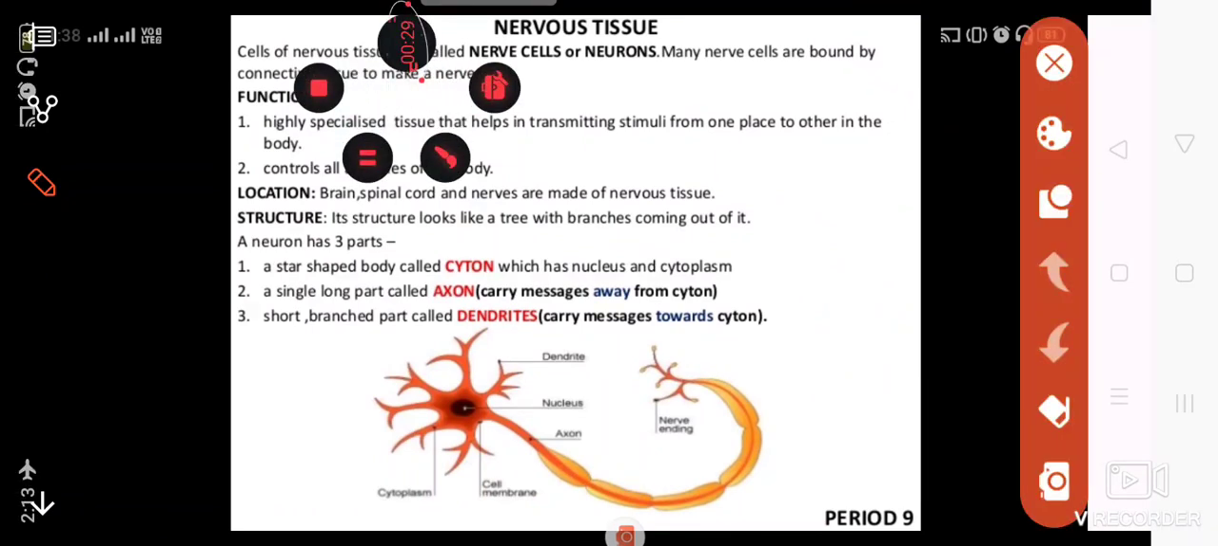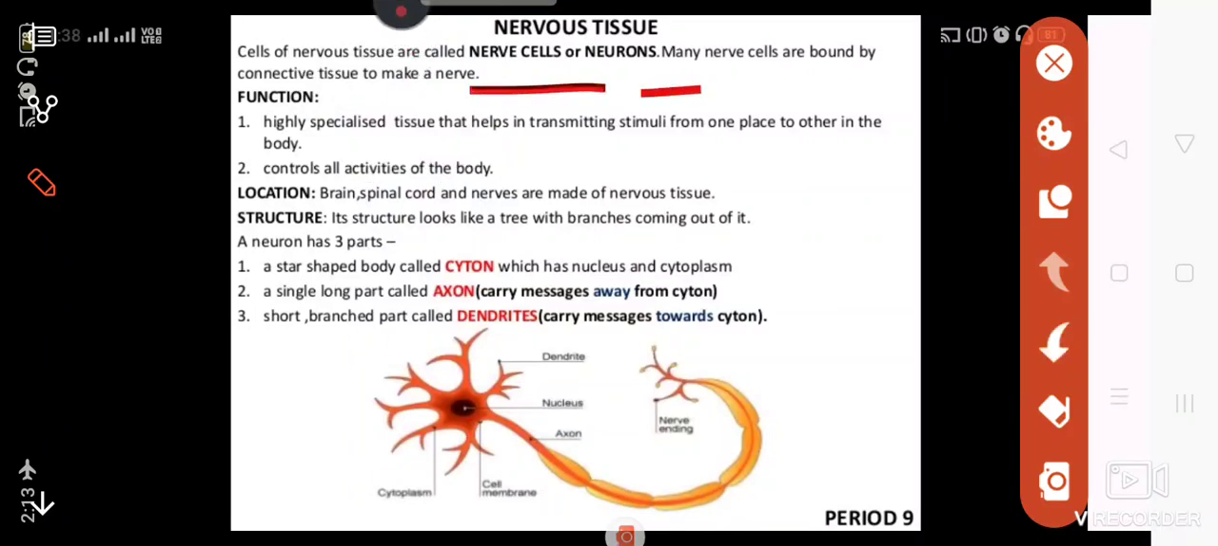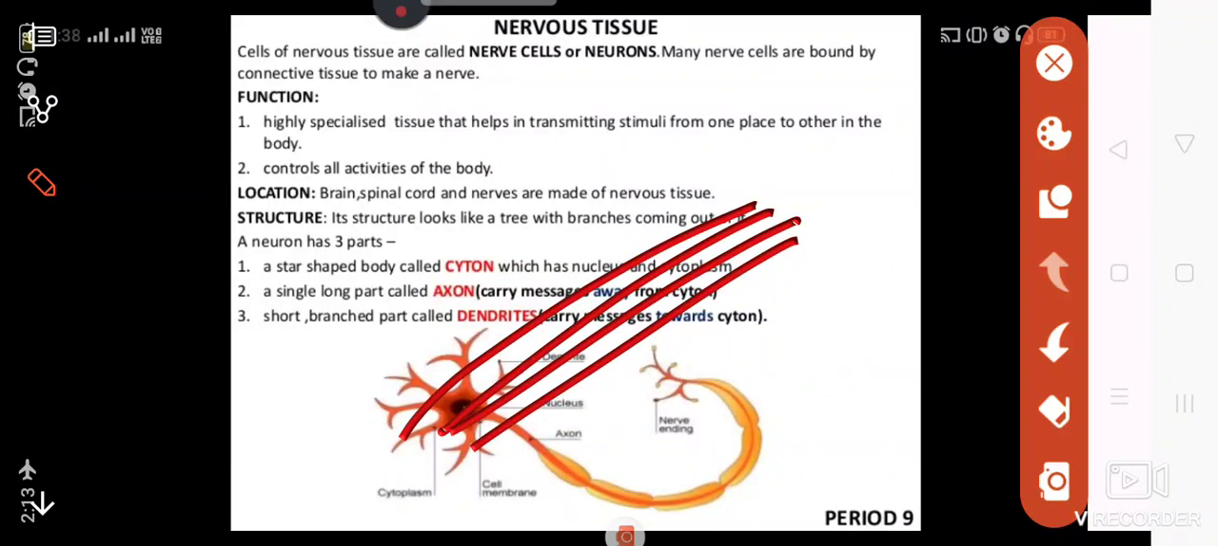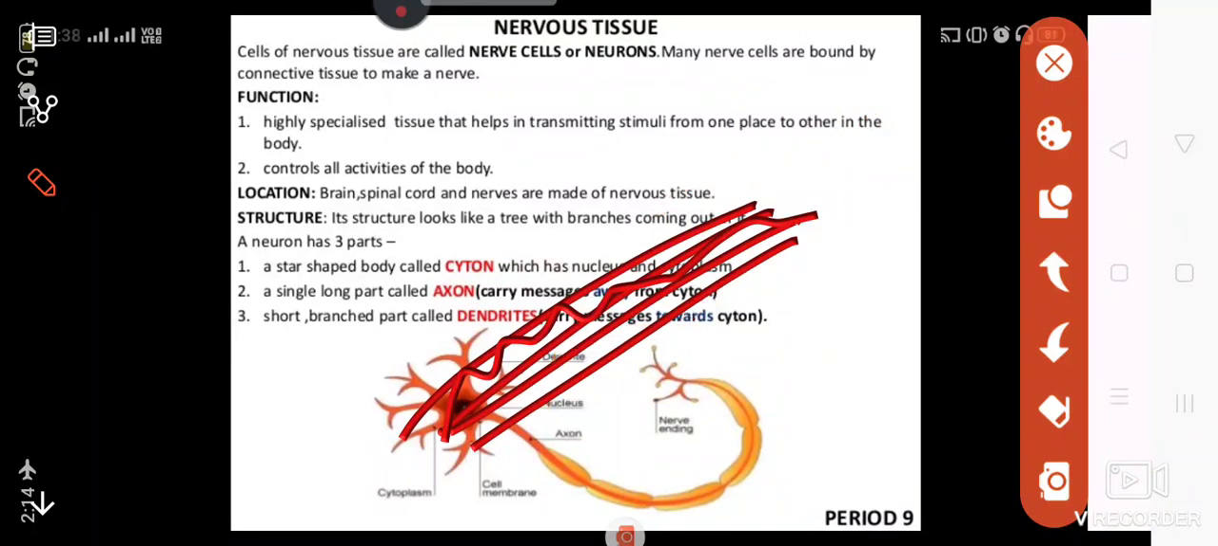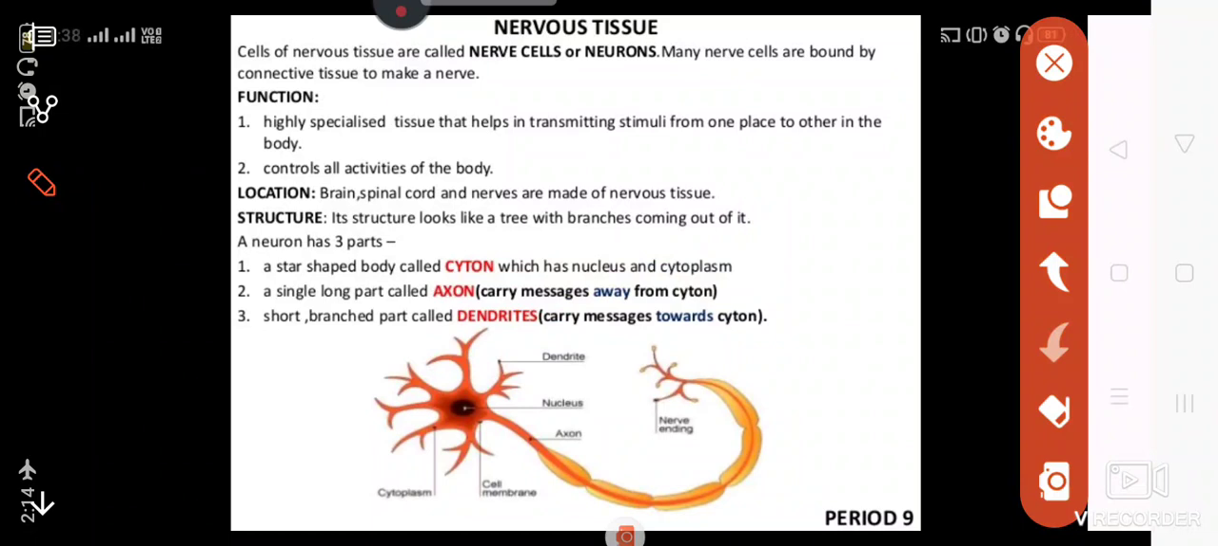Basically, in simple terms, nervous tissues are known as nerve cells or neurons. These nerve cells are bound together by connective tissue to make a nerve. Means many connective tissues are found around these nervous tissues, and in this manner they form a structure which is known as a nerve. You might have heard this word before also.